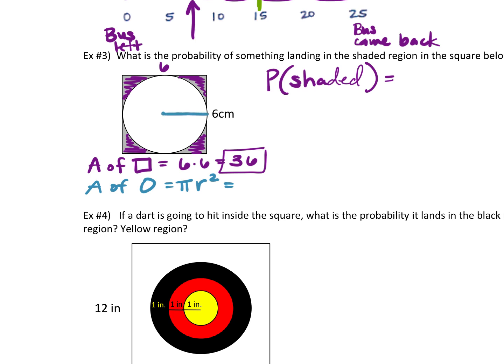Remember, a radius is halfway across. It's not 6, it's 3. If this whole thing is 6, then half of it is 3, right? So the area of the circle is pi times 3 squared, or 9 pi.